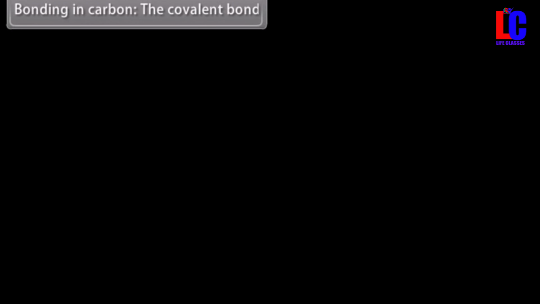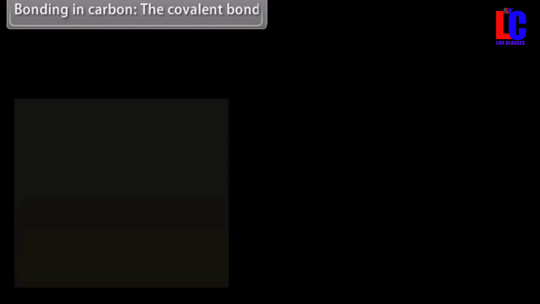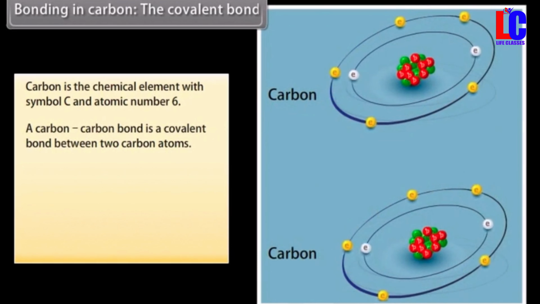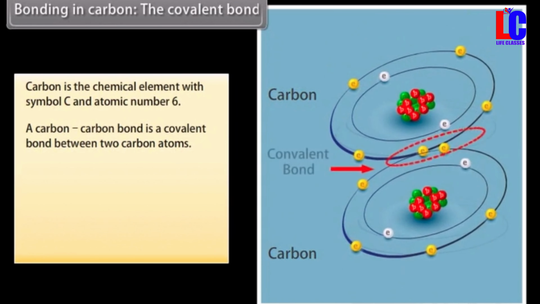Bonding in carbon. The covalent bond. Carbon is the chemical element with symbol C and atomic number 6. As a member of group 14 on the periodic table, it is non-metallic with 4 electrons available to form covalent chemical bonds. A carbon-carbon bond is a covalent bond between 2 carbon atoms. The most common form is the single bond, a bond composed of 2 electrons, one from each of the 2 atoms.